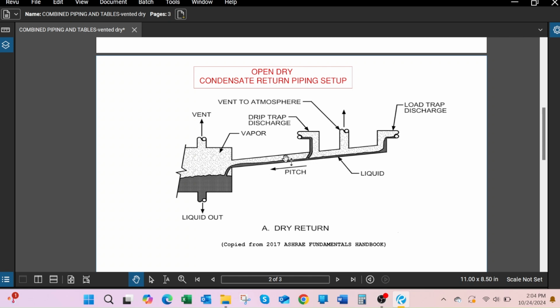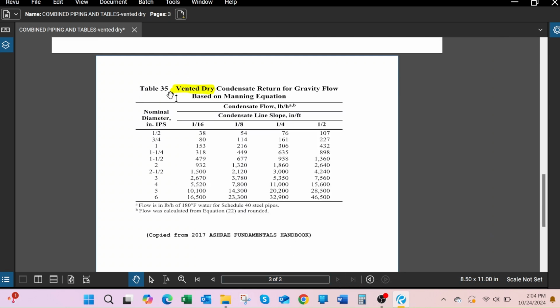What drives the condensate in this piping setup is the pipe slope. Sizing the pipe for a vented dry condensate return is super easy. We can use either Table 35 in Chapter 22 of the 2017 ASHRAE Fundamentals Handbook or an online calculator. For using the table, with the pipe slope and the liquid condensate flow rate known, the pipe size is determined in column 1 of the table.